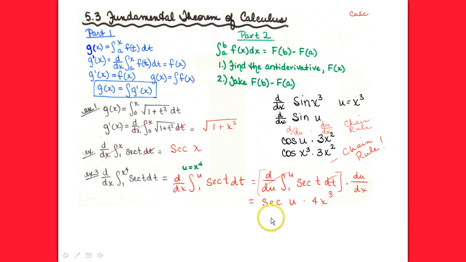And then what I need to do is back substitute. I chose to put u in the place of x to the fourth, so I need to go back and put x to the fourth back in the place of u. And so in essence, I have the derivative of the outside function, which was my integral, times the derivative of my inside function. That is as complicated as they can get with the first part of the definition.